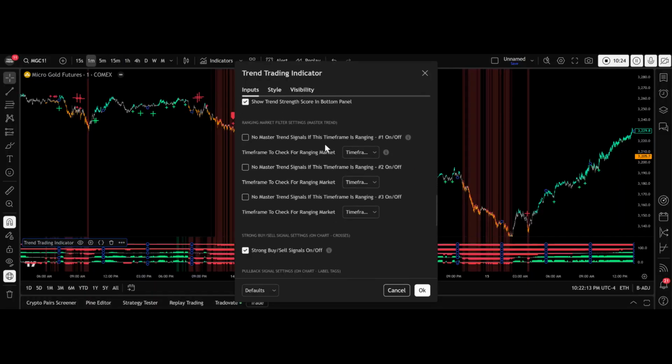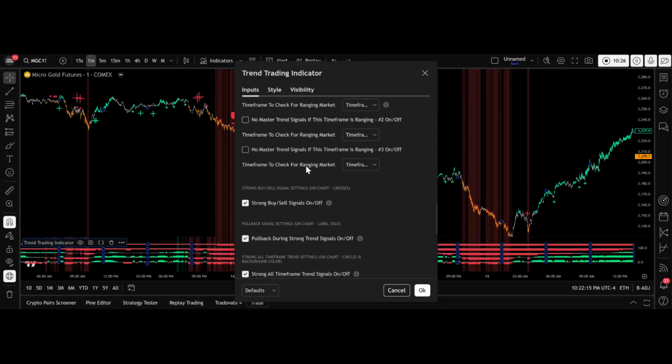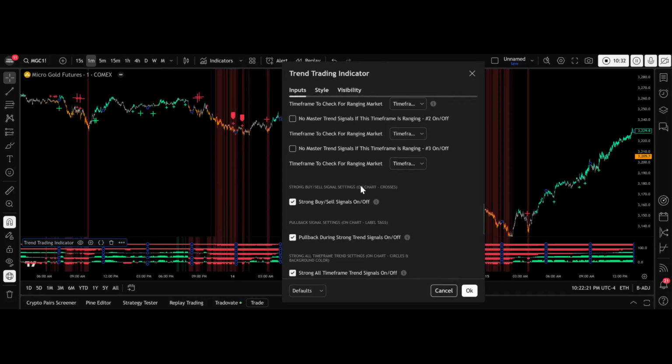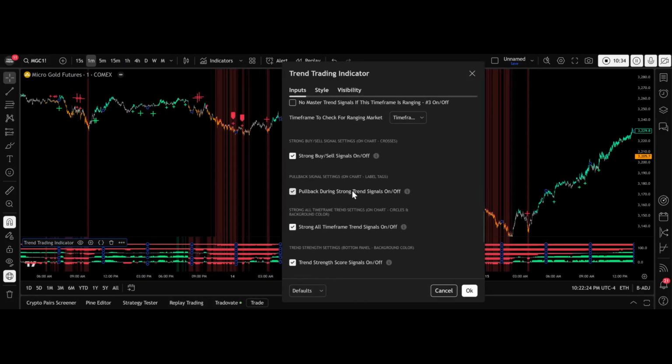That's why we kind of put that label tag on there, because typically these are decently safe ones, just because it's a pullback and then it starts to move in the direction. So you're getting a little bit better entry on those.